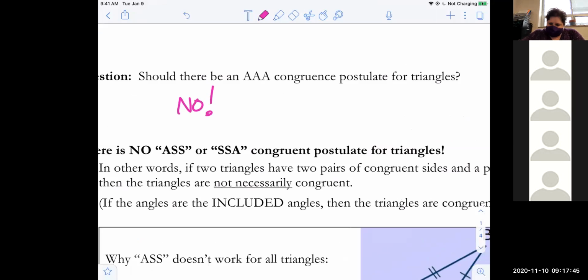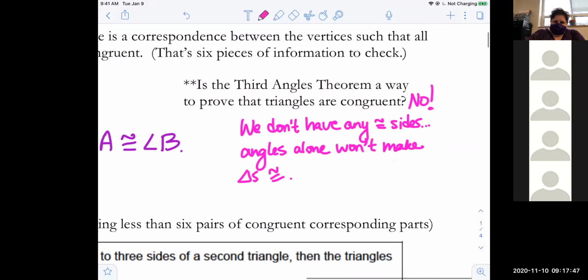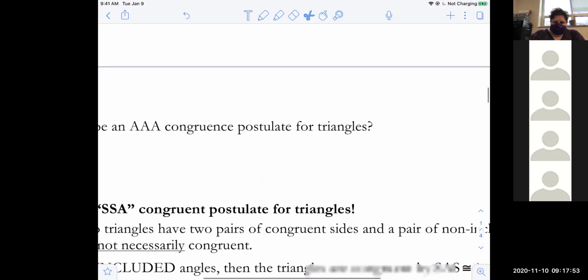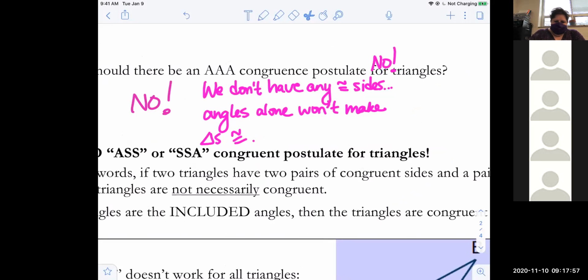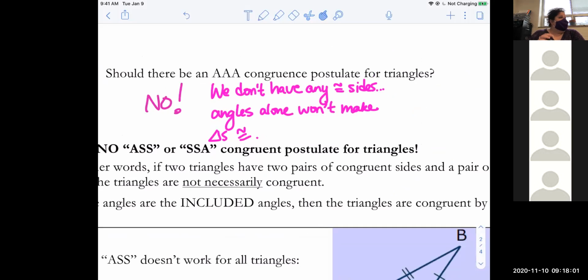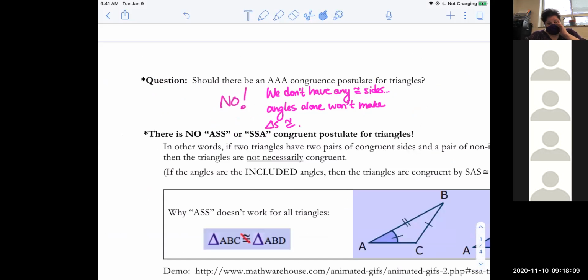I'm going to just copy what I wrote up here. Okay, there's no angle, angle, angle because angles alone are not sufficient. You have to have at least one pair of sides between the two angles or a different combination. Just angles alone is not going to work.